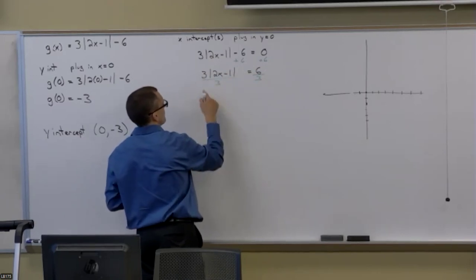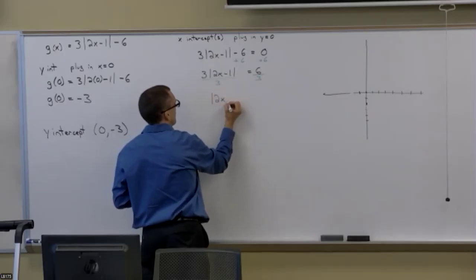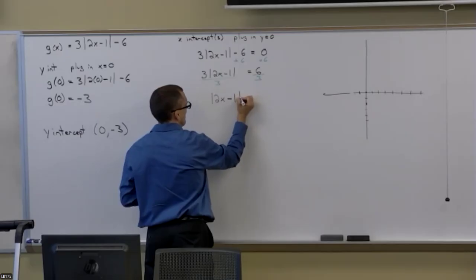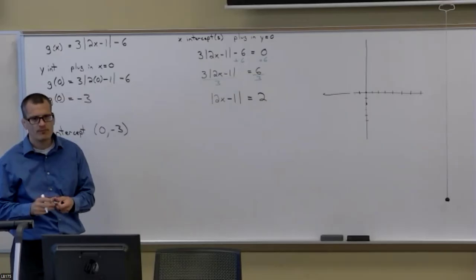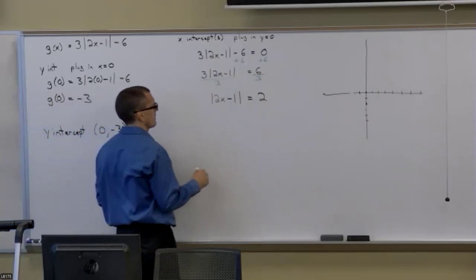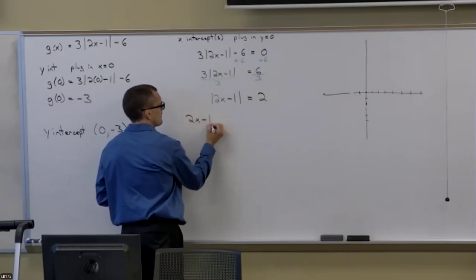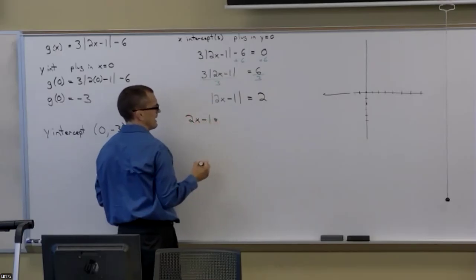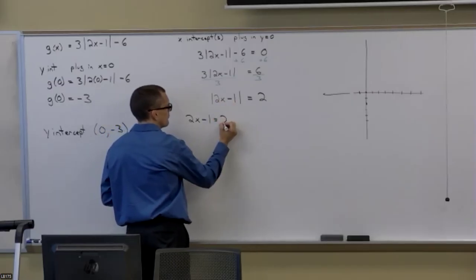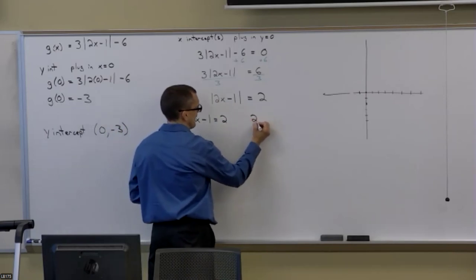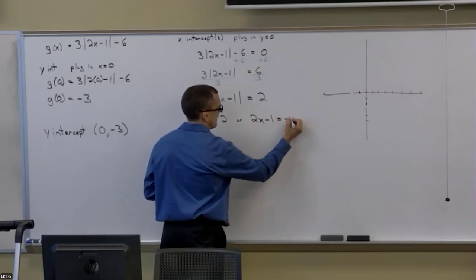The 3's on this first term cancel, and now we have the absolute value of 2x minus 1 isolated, and that's set equal to 2. Now I can do my standard solving of absolute values by saying that the inside piece could have been equal to 2, or the inside piece could have been equal to negative 2.